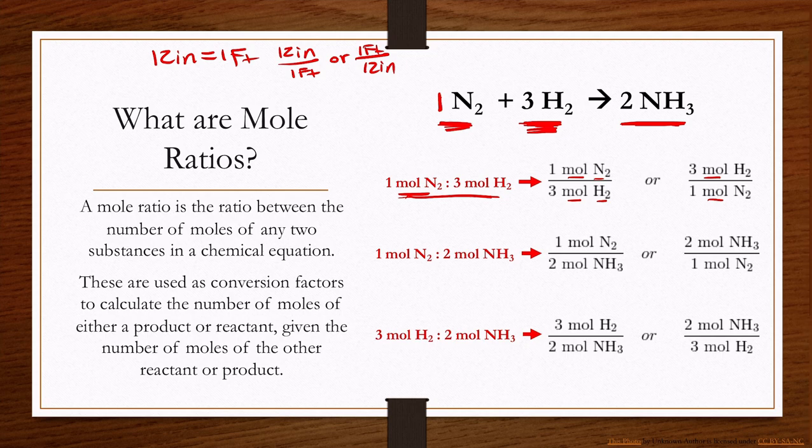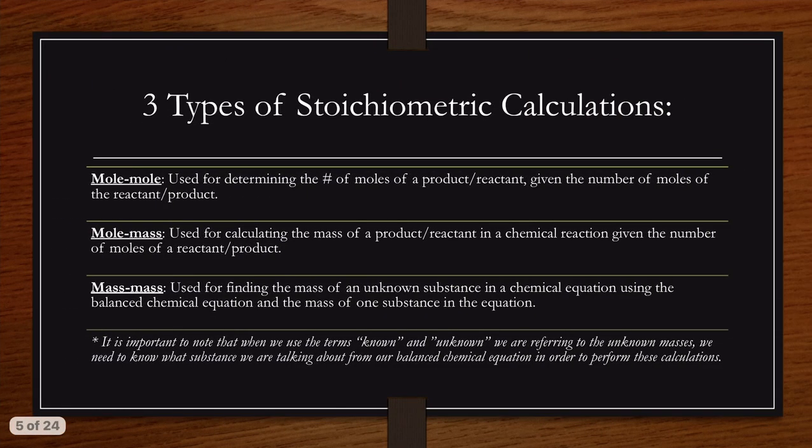All right, so the mole ratio is kind of like the same thing in chemistry. It allows us to make the conversion from one substance to another, because it tells us what the mathematical relationship between those two substances in that balanced equation is. All right, so with this in mind, let's talk about some different types of stoichiometric calculations.